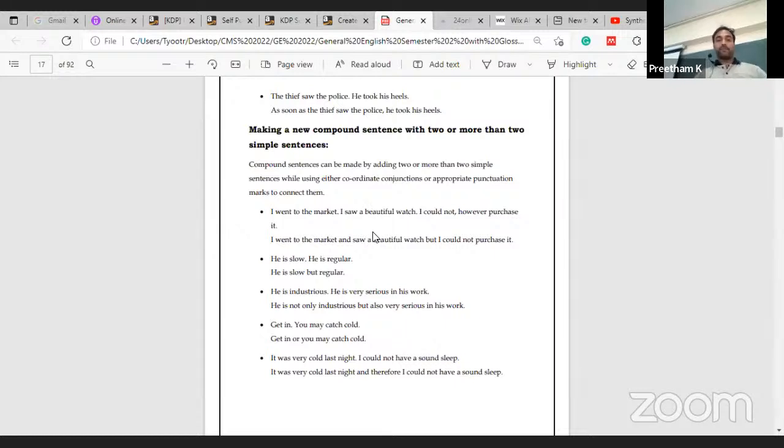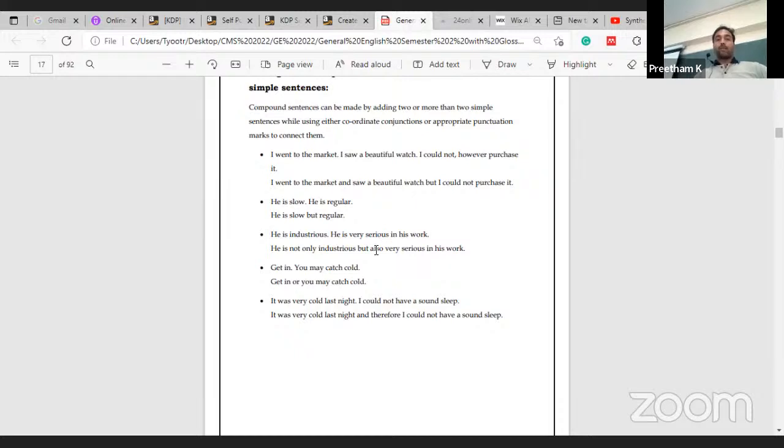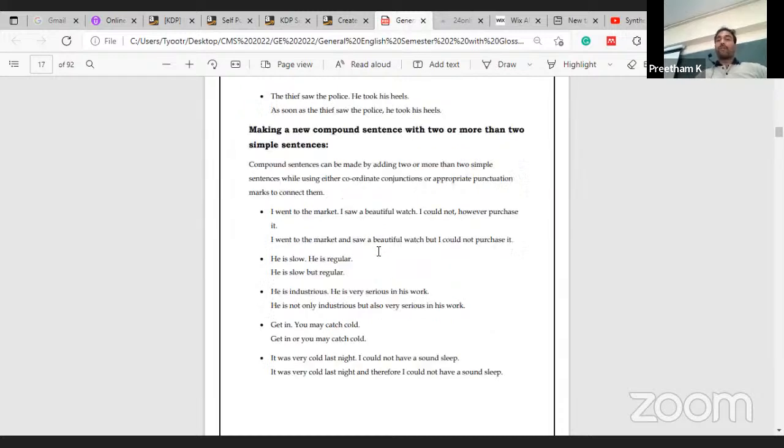The first example: I went to the market, I saw a beautiful watch, I could not, however, purchase it. There are multiple simple sentences here. How are you going to make it a compound sentence? By just adding the conjunctions. I went to the market and saw a beautiful watch, but I could not purchase it. And, but are the coordinating conjunctions.